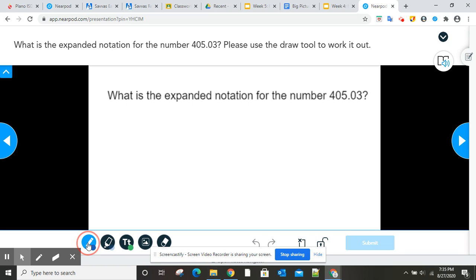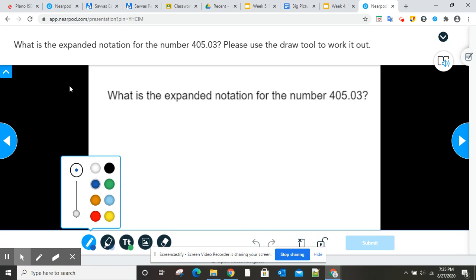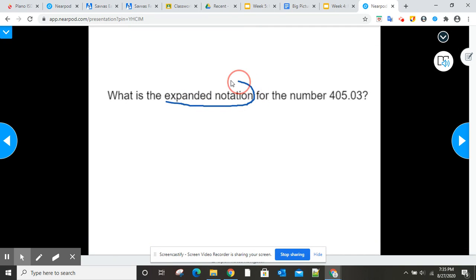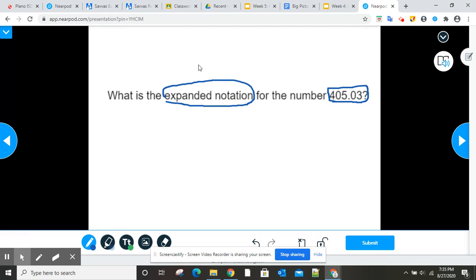So the first thing I'm going to do is activate my drawing tool, and I'm going to look at my question. I can choose to have it read aloud to me, or I can choose to read it to myself. And I'm going to read it to myself. It says, what is the expanded notation for the number 405 and 3/100ths? So the expanded notation, I circled that because that is a math vocabulary term that we've been talking about. And then I also circled the number because I want to make sure that I'm aware of it.